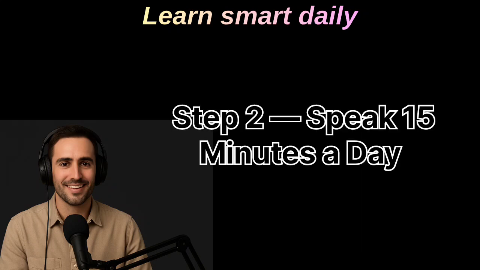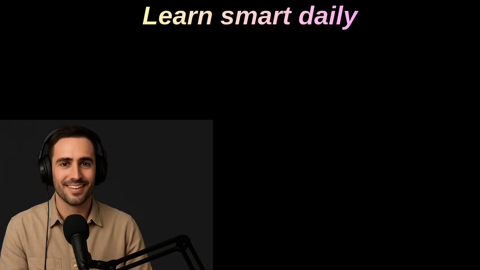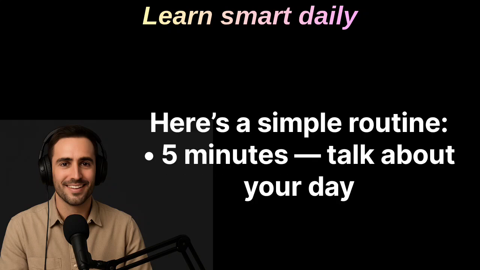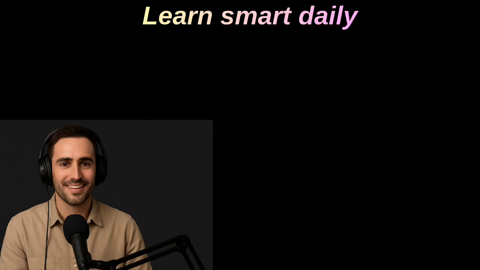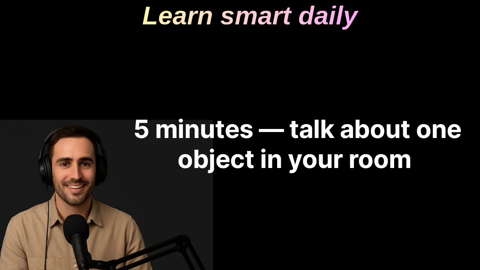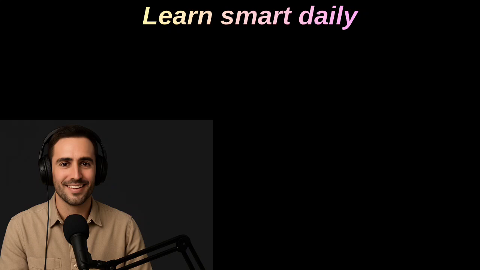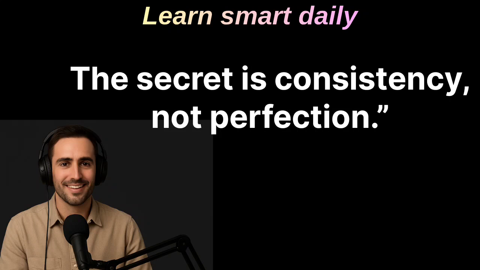Step 2. Speak 15 minutes a day. You don't need hours of practice. You need daily practice. Here's a simple routine. 5 minutes. Talk about your day. 5 minutes. Talk about one object in your room. 5 minutes. Speak about a random topic from Google or Chalkit. The secret is consistency, not perfection.